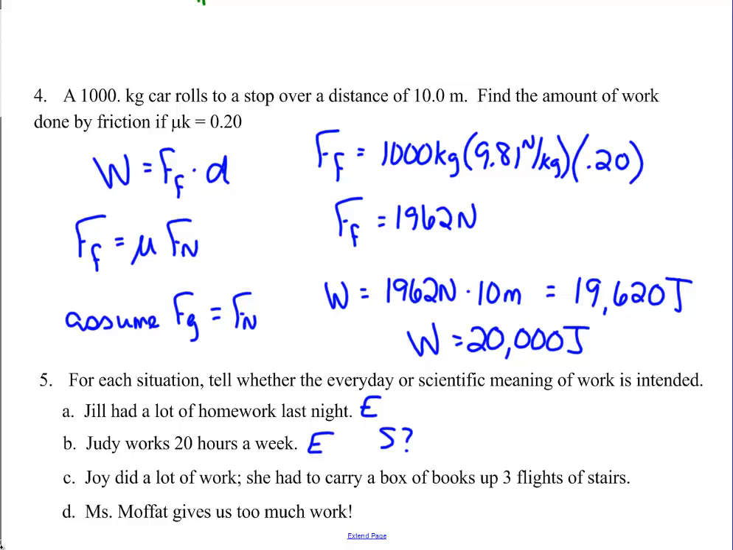It could be either one. Joy did a lot of work. She had to carry a box of books up 3 flights of stairs. Is that everyday? Maybe. Is it scientific? Definitely. Ms. Moffat and Ms. Howell give us too much work. Everyday or scientific? Well, it's not scientific, so it must be everyday. So that's taken us through work, definition, and some practice problems.